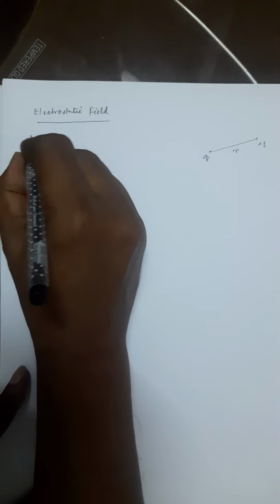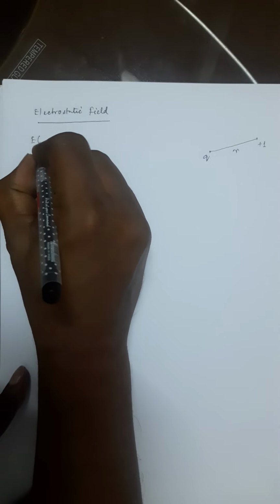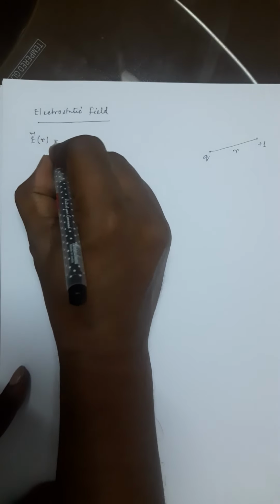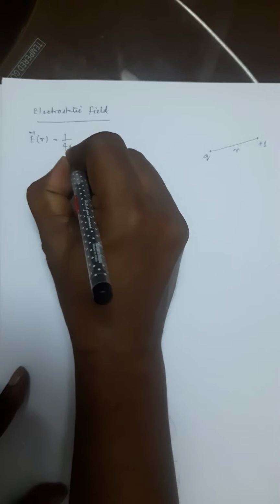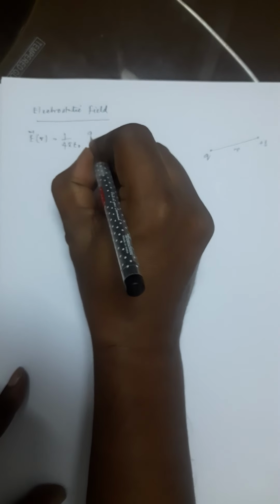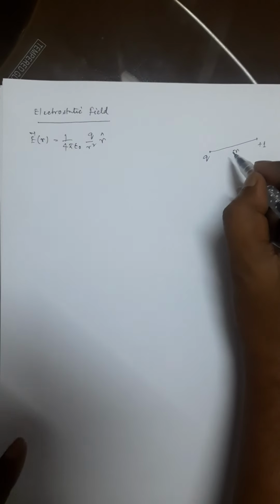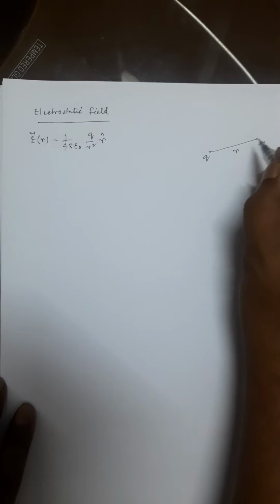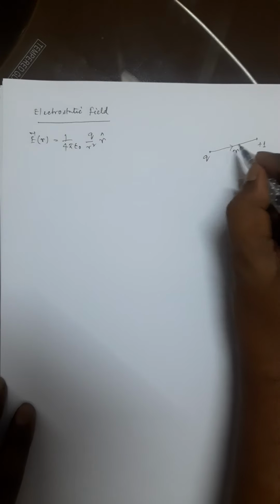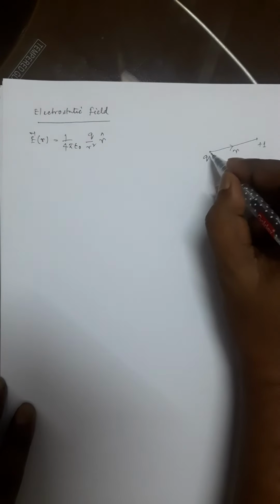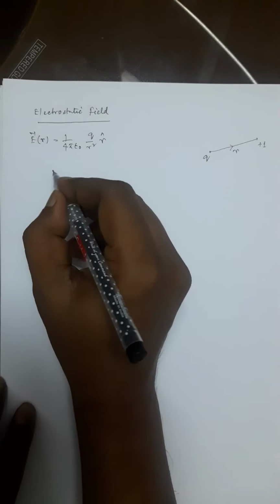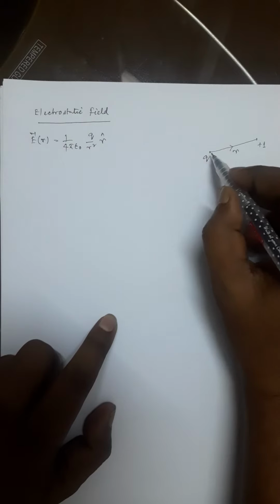So according to Coulomb interaction, the electric field will be 1 over 4 pi epsilon naught Q over R square R hat, where R hat is the unit vector directed from the charge Q to the unit positive charge. And in this way, this gives the electric field.